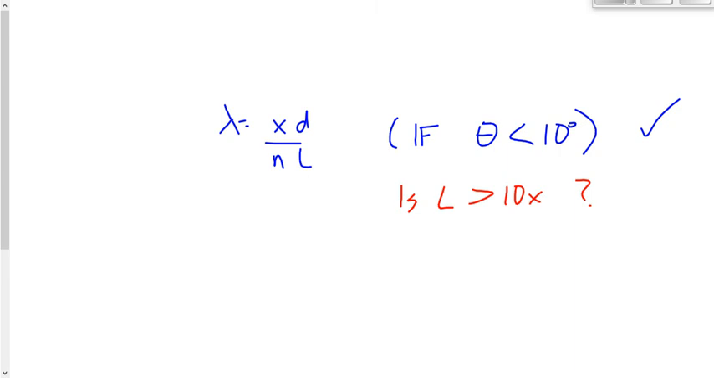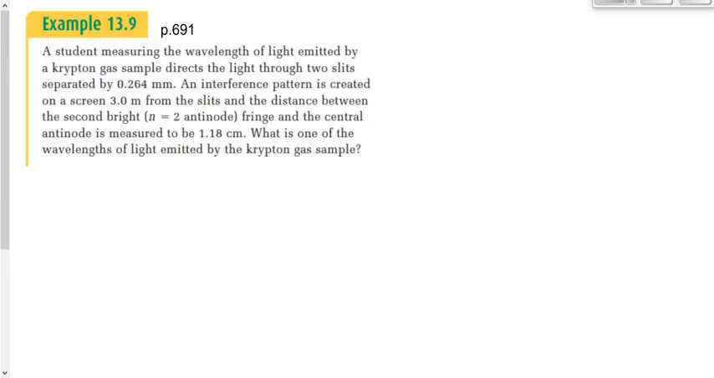Is L greater than 10 times X? So if you have a value of X and it's 0.5, 10X would be 5. If L is 6, you're good to go. If L is 4, then you're not good to go. This equation couldn't be used. You'd have to find the angle then and use the other one. I'll show you how to find the angle in a little while. Okay, let's take a look at an example here that's based on that equation.